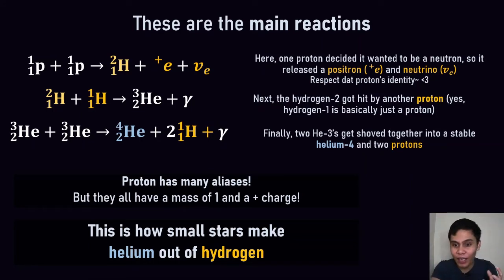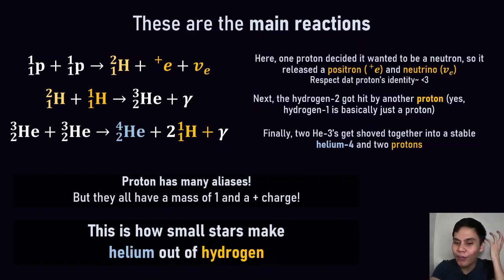eventually gets hit by another proton. By the way, hydrogen 2 is also known as deuterium. If you watch a lot of sci-fi films, deuterium is supposedly a fuel source or something of the like, Star Trek. So if you take deuterium or hydrogen 2 and you hit it with another proton, take note that normal hydrogen, which is just a proton with an electron, is essentially a proton. So if you take the electron away, it's just a proton.